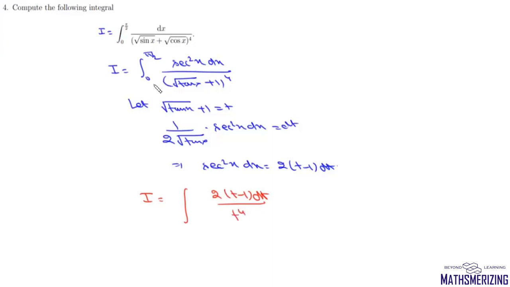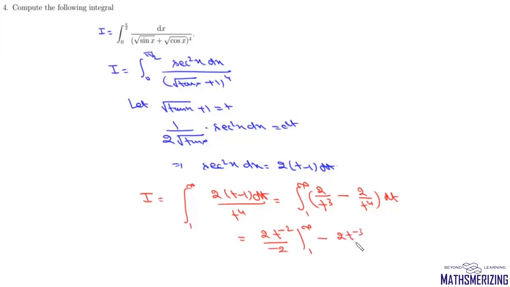Now when x is 0, t is 1, and when x is pi by 2, t is infinite. So this integral will be from 1 to infinite. So we can write this integral as from 1 to infinite of 2 upon t cube minus 2 upon t to the power 4 dt. Now we'll integrate. We can write this as 2 times t to the power minus 2 upon minus 2 from 1 to infinite, minus 2 times t to the power minus 3 upon minus 3 from 1 to infinite.